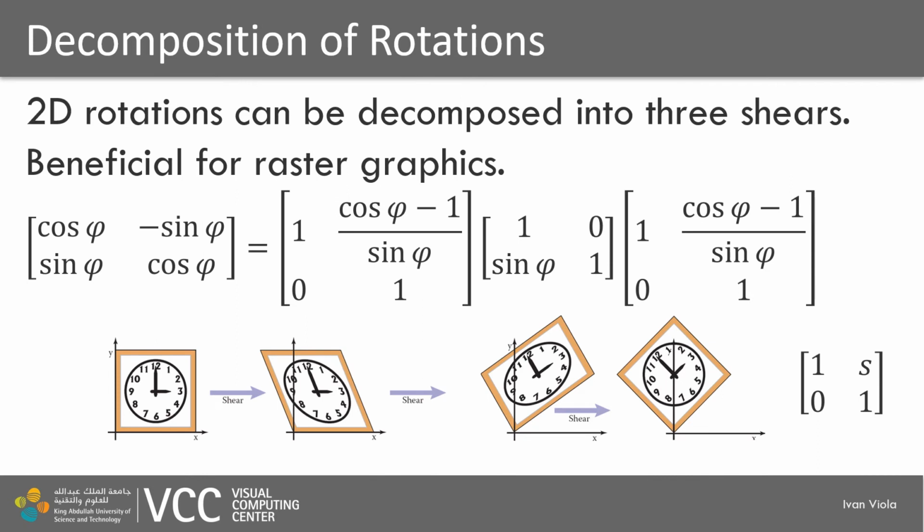As the last topic of the two-dimensional transformation case, we will discuss the decomposition of rotations. So far we have decomposed scaling along arbitrary axes into scaling and rotations, and then we have decomposed the shearing into rotations and scaling, and now we are decomposing rotations into what?